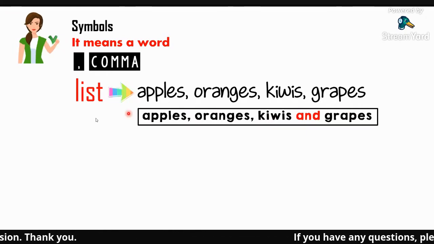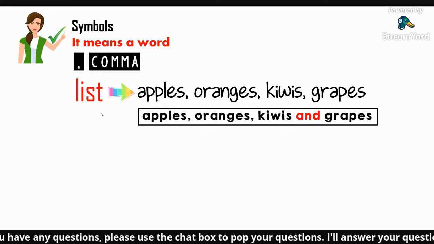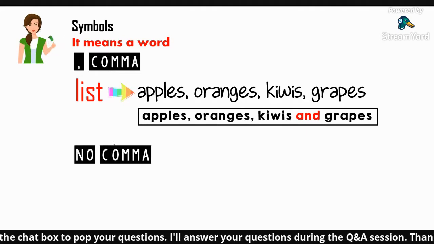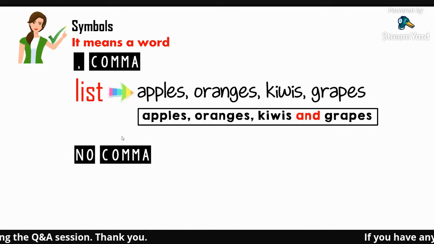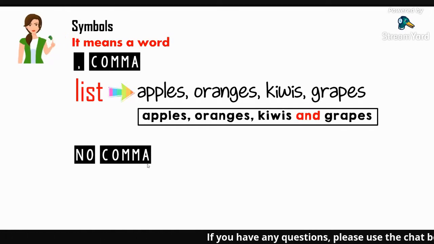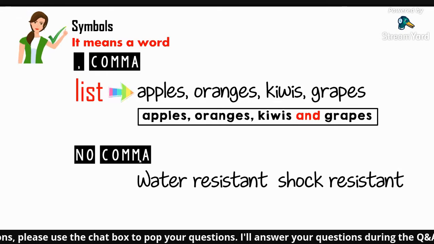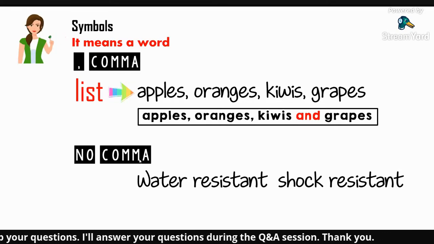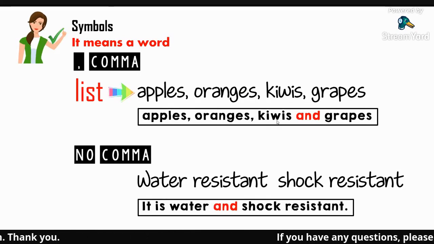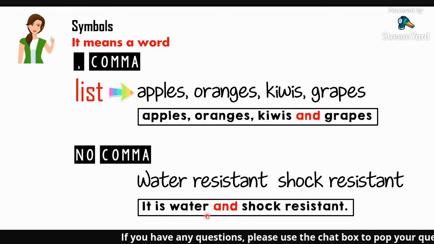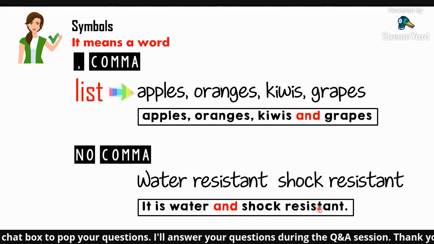So please be very careful when it comes to lists, which we'll be looking into later when we come to our exercise. The next one: no comma. When there is no comma, for example, you just have the words by themselves, but you've got to put them into the text. So what happens here is you add the word "and". So it is "water and shock resistant". Did you get it?